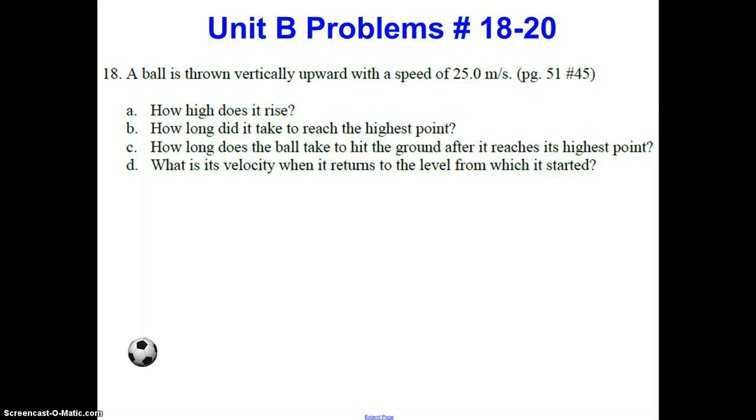Welcome to the AP Physics Kinematics problem set, the solutions for number 18 and 19. Let's jump right in with number 18 here.